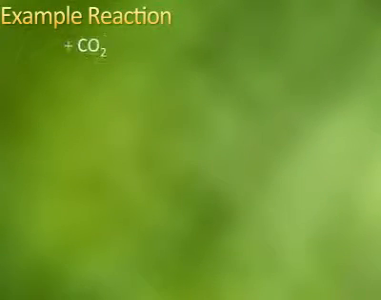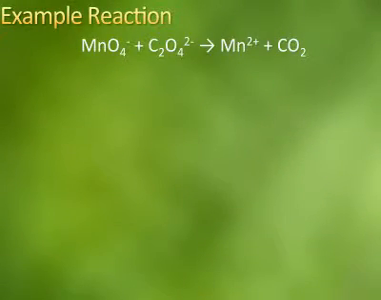So let's do an example. In an acidic solution, which is what we are doing right now, we are going to take manganese oxide and we are going to add it to chromic acid. That's what C2O4 is. That's chromic acid.